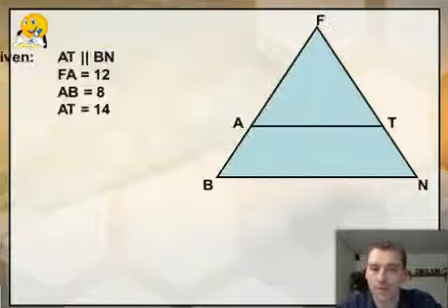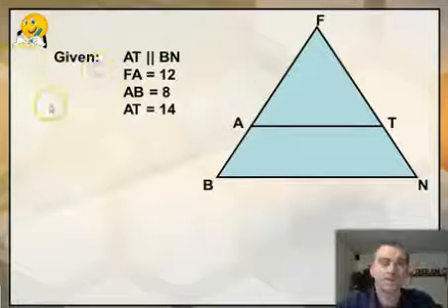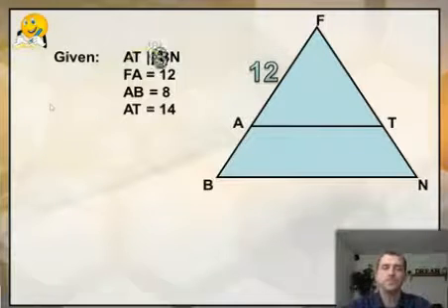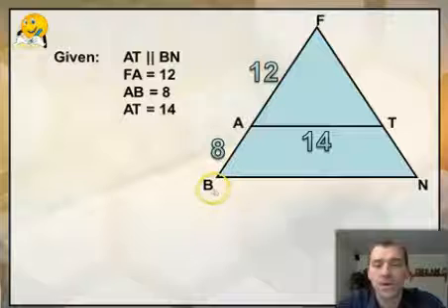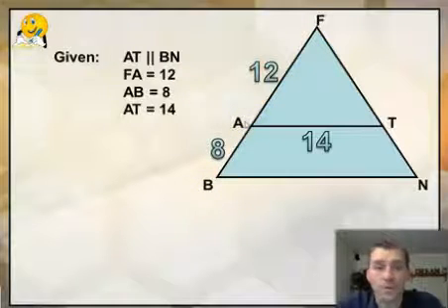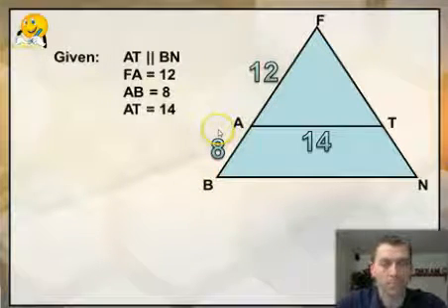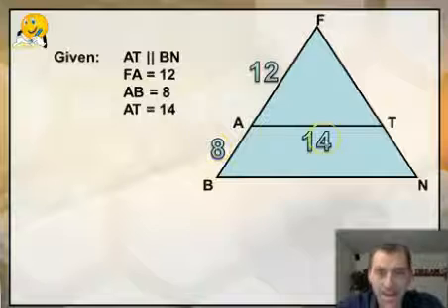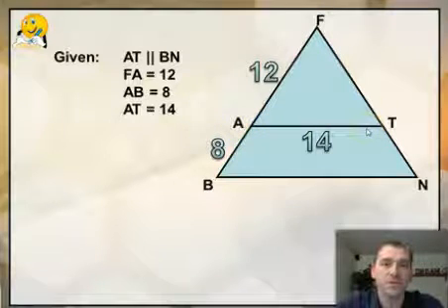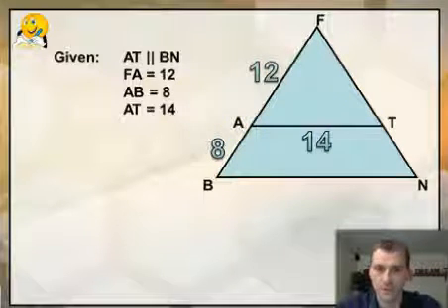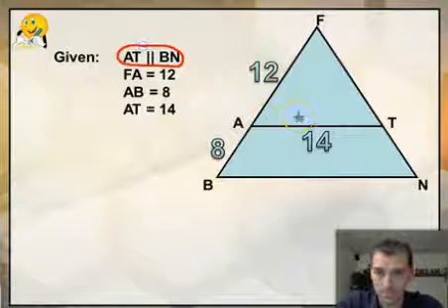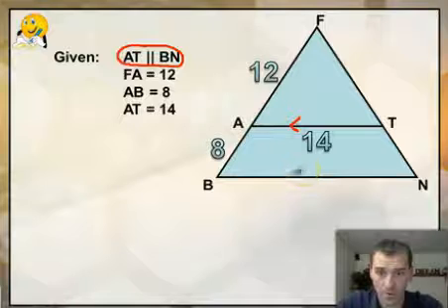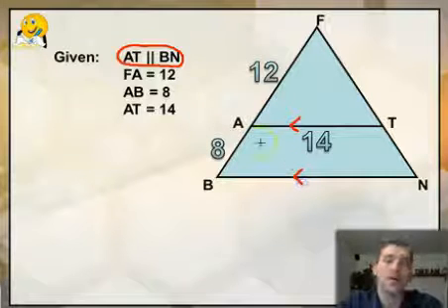So let's draw this example in your notes. What you see is a couple things given to you. You see the triangle. Side FA is given to be 12. You got this side AB, which is actually 8. And AT is given to be 14. Now there's something else I want you to notice that's extremely important. Don't miss this. Those two things right there are parallel to each other.